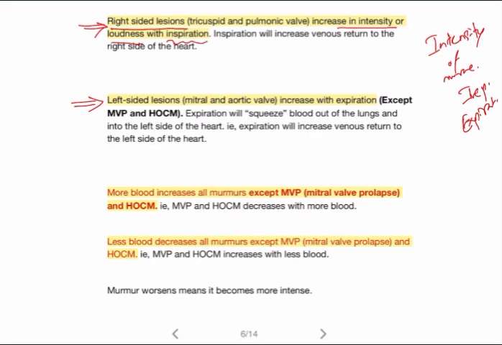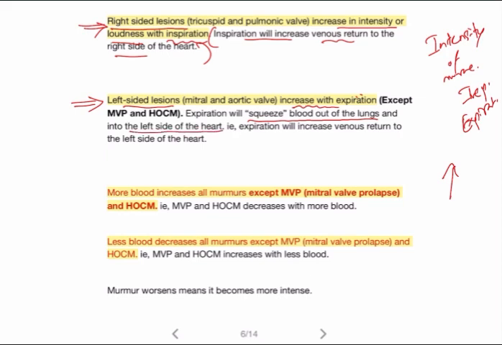And this is because inspiration will increase venous return on the right side. So due to inspiration we have an increased venous return. This makes right-sided lesions more intense. In the same way, left-sided lesions increase in intensity with expiration. This is because expiration will squeeze blood out of the lung and into the left side of the heart.